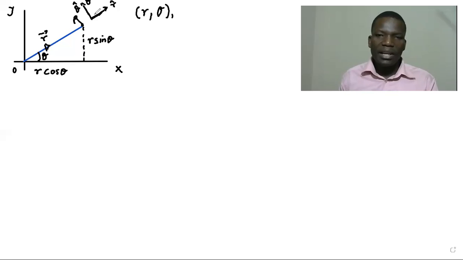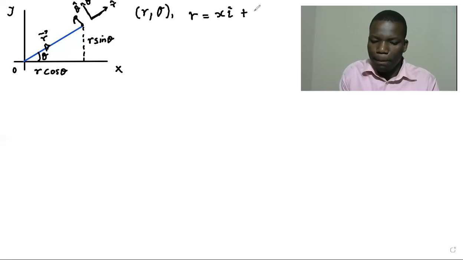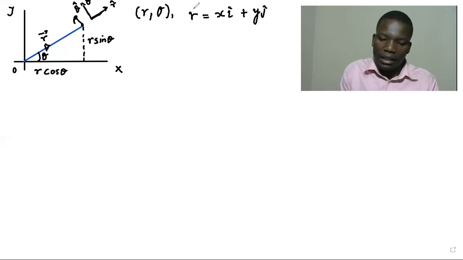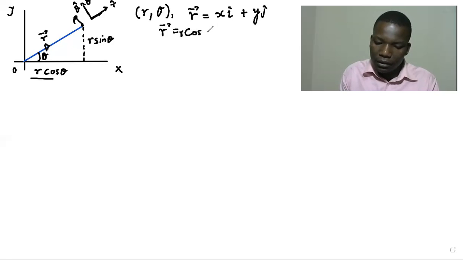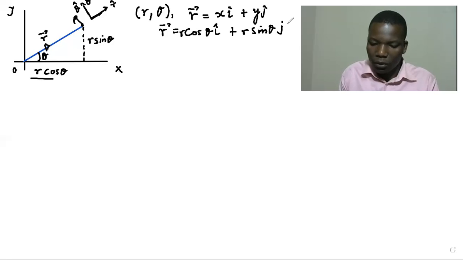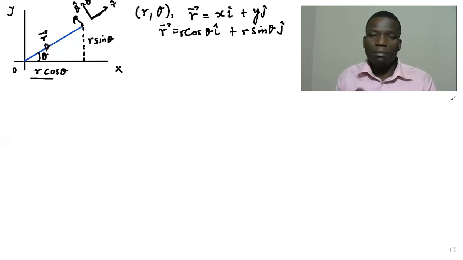Now, we know that from the Cartesian coordinate system, we have R being equal to X i, this is the unit vector, and Y j. Okay. So we can quickly substitute our X is R cos theta, we have our Y, and our Y there is R sine theta, and we have our j there. So this is the position vector.